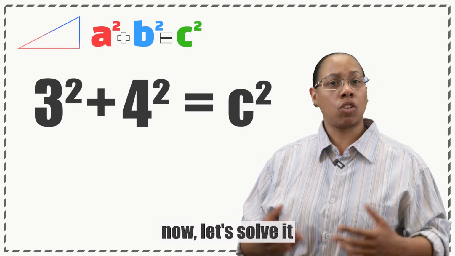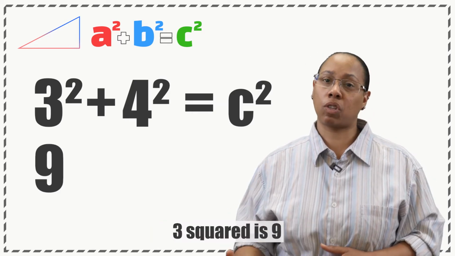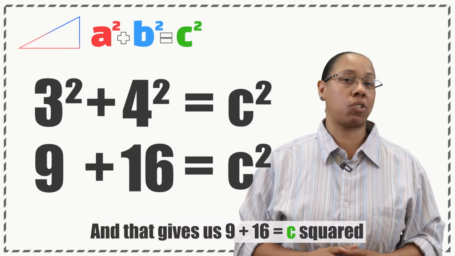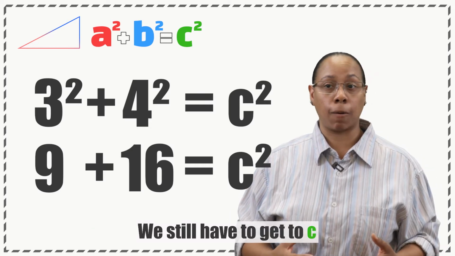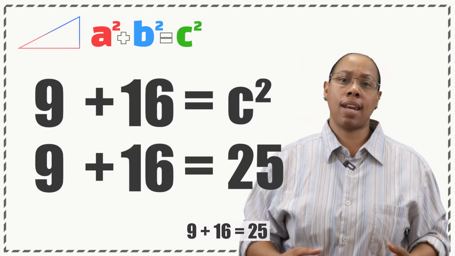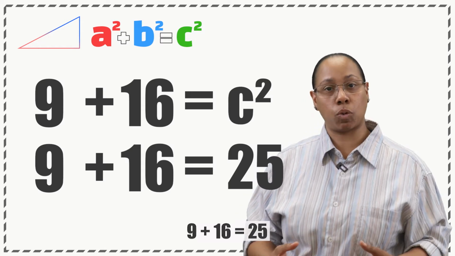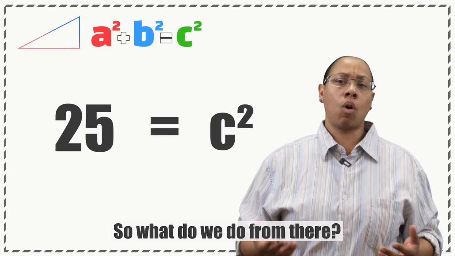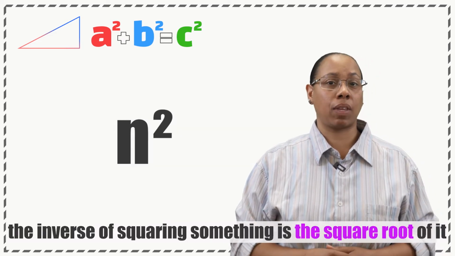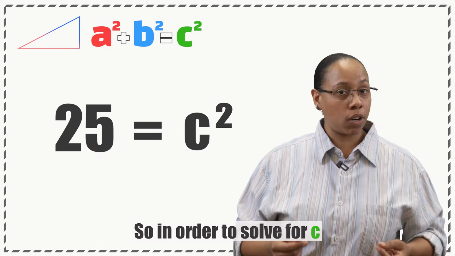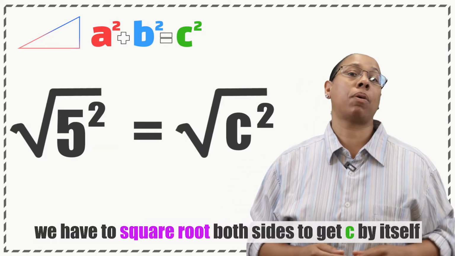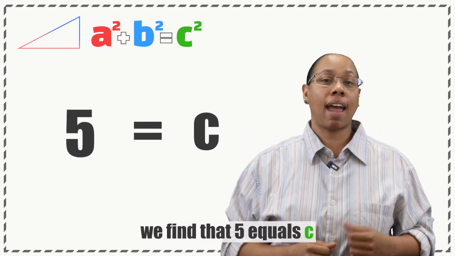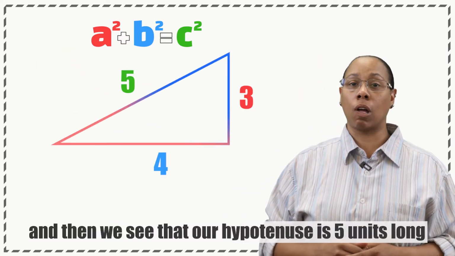Now let's solve it. So we square those two values, 3 squared is 9, 4 squared is 16, and that gives us 9 plus 16 equals c squared. We still have to get to c though. So now let's combine our like terms. 9 plus 16, that equals 25. Now we have 25 equals c squared. So what do we do from there? Well, remember that the inverse of squaring something is the square root of it. So in order to solve for c, we have to square root both sides to get c by itself. So when we do that, we find that 5 equals c. And then we see that our hypotenuse is 5 units long.